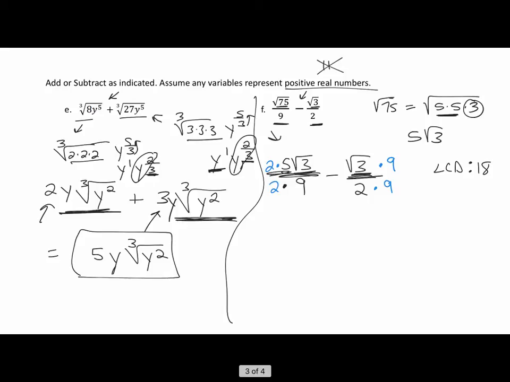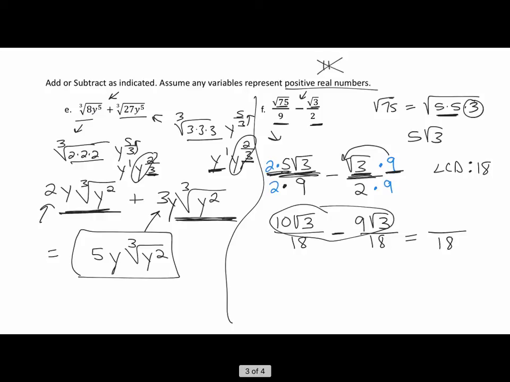So for the first term in the numerator, 2 times 5 is 10 times root 3 over 18. And in the second term, this 9 is not in a radical, so it's going to multiply to the front, 9 times root 3 over 18. And now that they have the same denominator, yes, I'm talking about 18ths, my difference will be 18ths. I'm just going to subtract the numerators. So 10 root 3 minus 9 root 3.